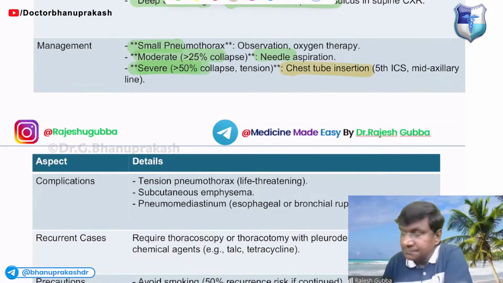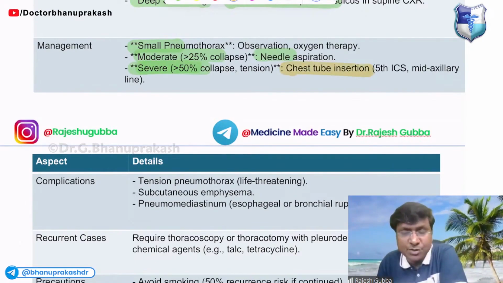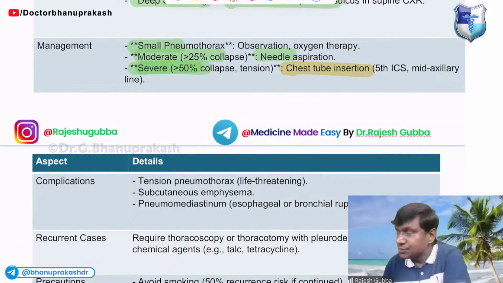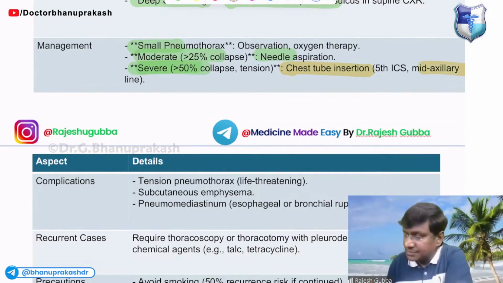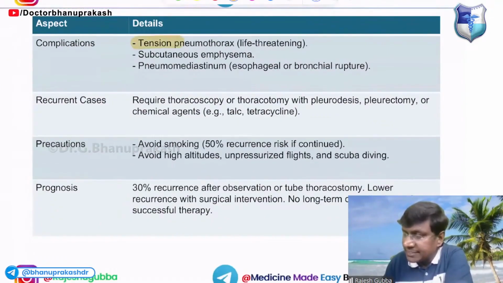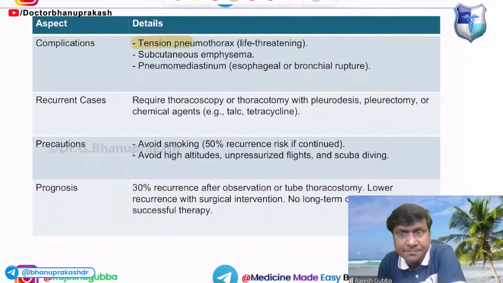then in such a case, chest tube insertion has to be done, and it has to be done via the fifth intercostal space, mid-axillary line. Okay, so that is about when you have to place the chest tube. Then what are the complications? A very important complication is tension pneumothorax. It's a life-threatening condition, right?